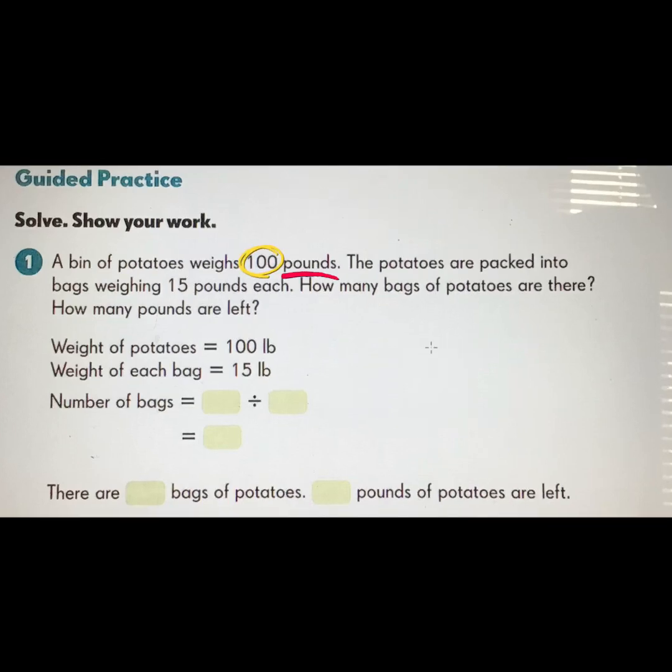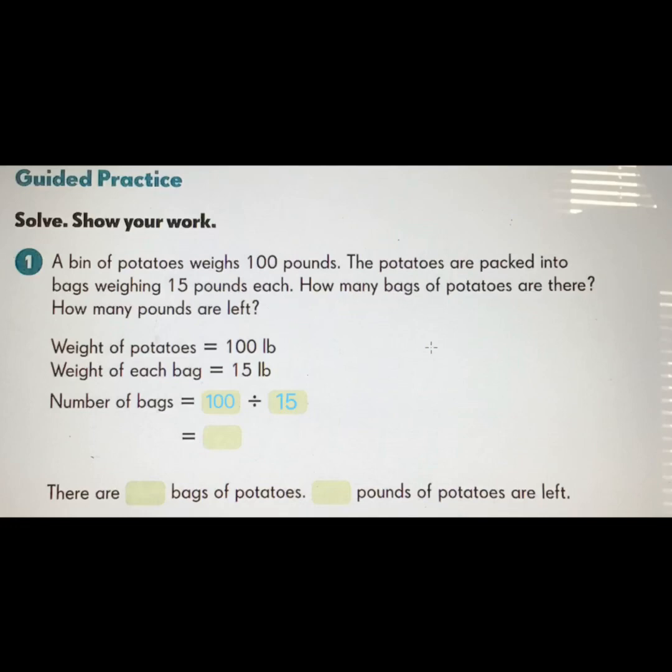Let's identify the first important detail. We know there is a bin that has potatoes and we know it weighs 100 pounds. We also know that those same potatoes are being packed into bags that only measure 15 pounds each. This is also our clue to divide. There are two questions to answer for this word problem. The first, how many bags of potatoes are there? And the second, how many pounds are left? The second question indicates that there will be a remainder, which we will need to include in our final answer.